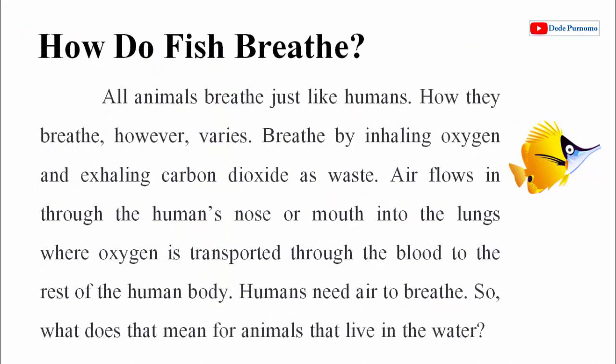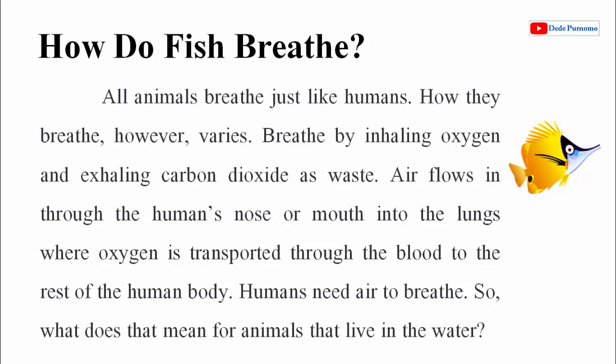How do fish breathe? All animals breathe just like humans. How they breathe, however, varies. Breathe by inhaling oxygen and exhaling carbon dioxide as waste. It flows in through the human's nose or mouth into the lungs where oxygen is transported through the blood to the rest of the human body. Humans need air to breathe.